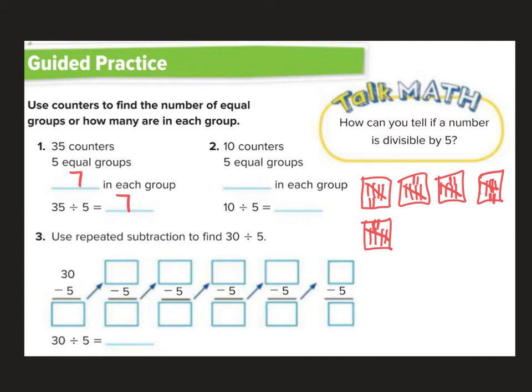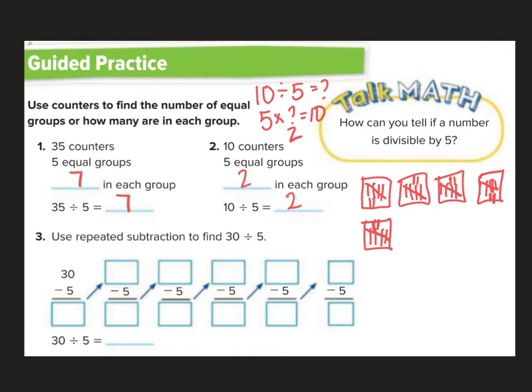10 counters into 5 equal groups. I'm going to use my other strategy. So if I'm trying to find what is 10 divided by 5 equals question mark, I can switch it around and think multiplication. 5 times what is equal to 10. So then I can count 5, 10. How many 5s did I need? I only needed 2. So there's going to be 2 in each group because 10 divided by 5 is 2. 2 5s make up 10.